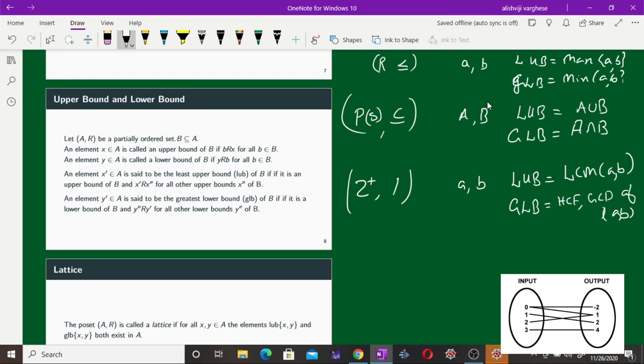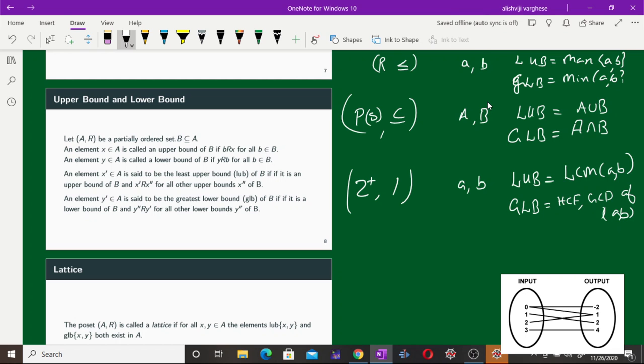That's the greatest lower bound of two elements A and B. And this can be extended to any number of elements. If we have three real numbers, then the LUB is the maximum of A, B, and C. And there's a problem if we consider a finite subset of R, then this definition can be extended. If you have an infinite subset, that may cause some problems. Anyhow, we are not going into that much detail here. Just think about that in detail.